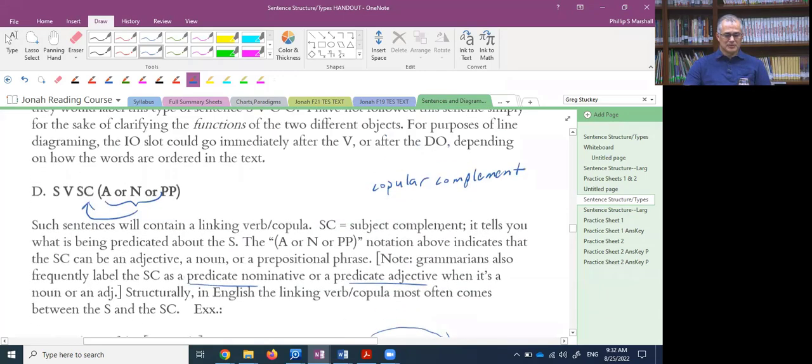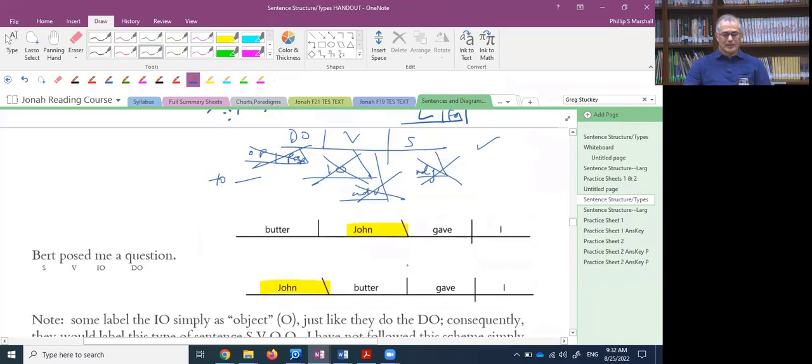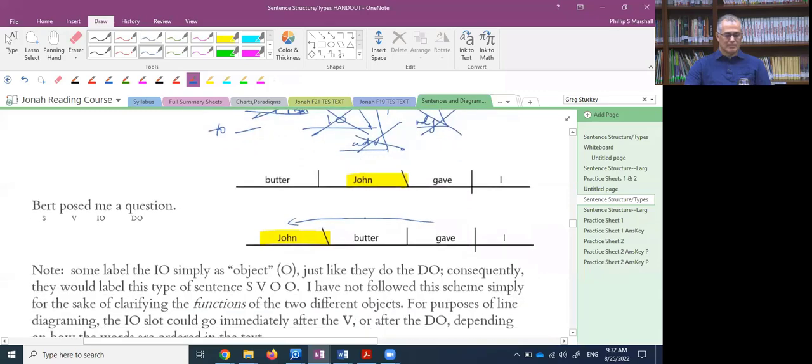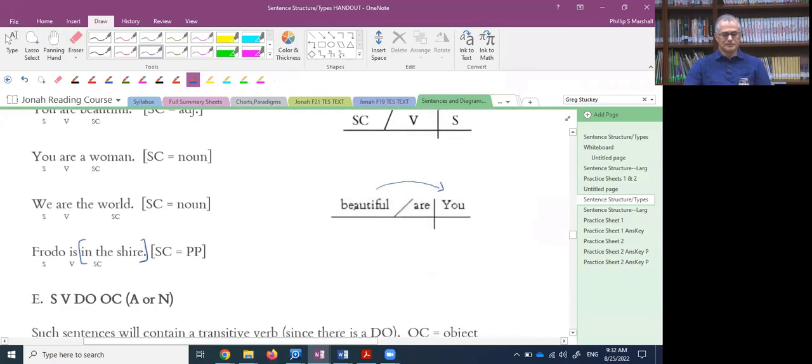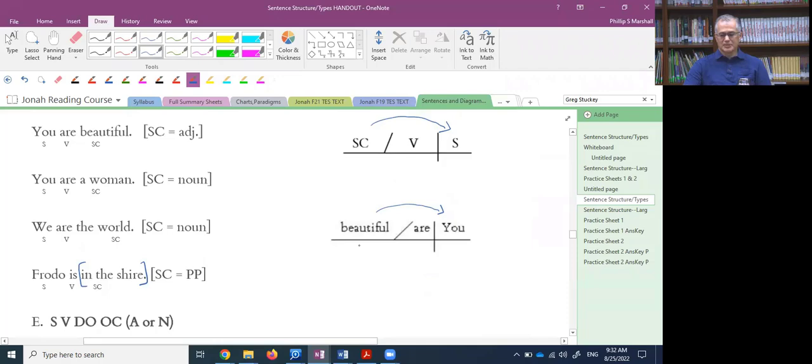As opposed to, if we go back here, when I gave the butter to John, or I gave John the butter, the line is slanting away from the subject, right? Because the action is moving away from the subject. So perhaps just iconically, thinking in terms of what you see, that may help you. Anybody have any questions about this?